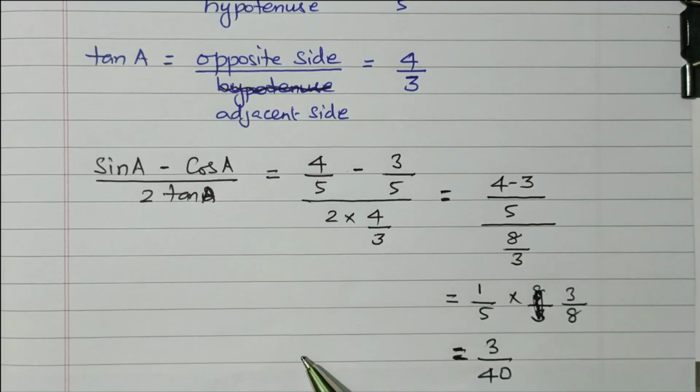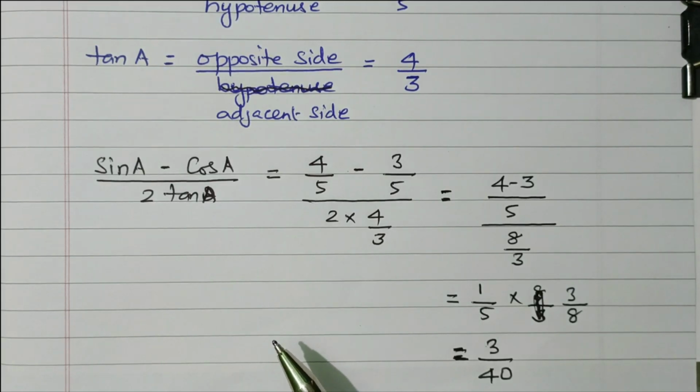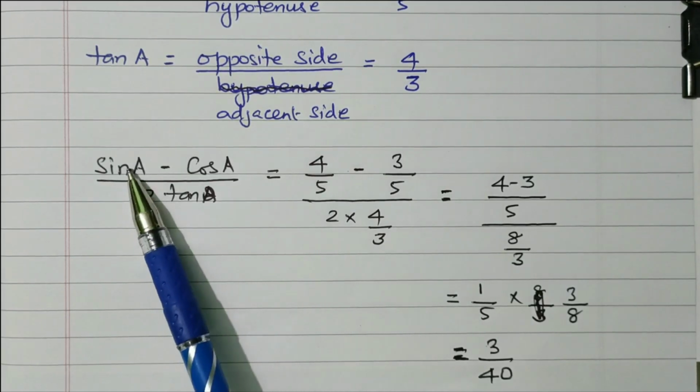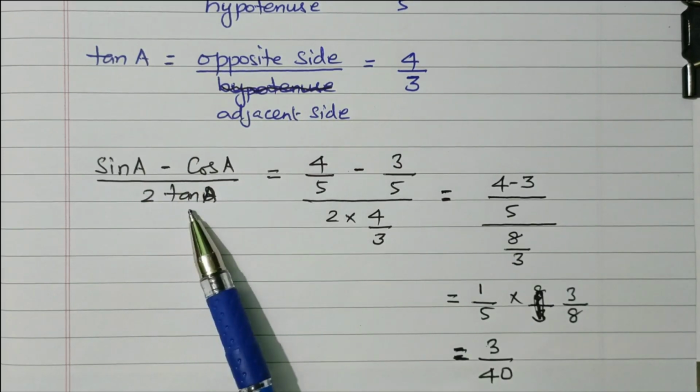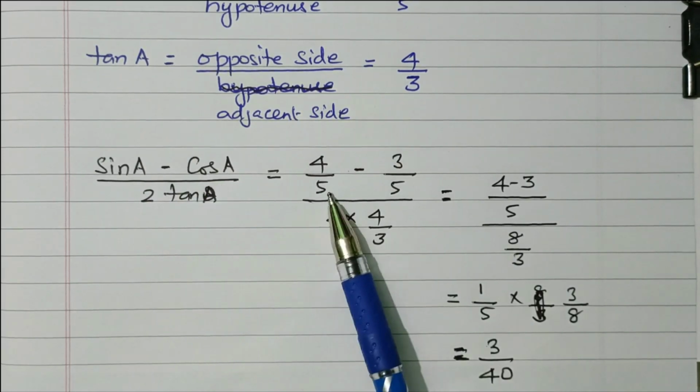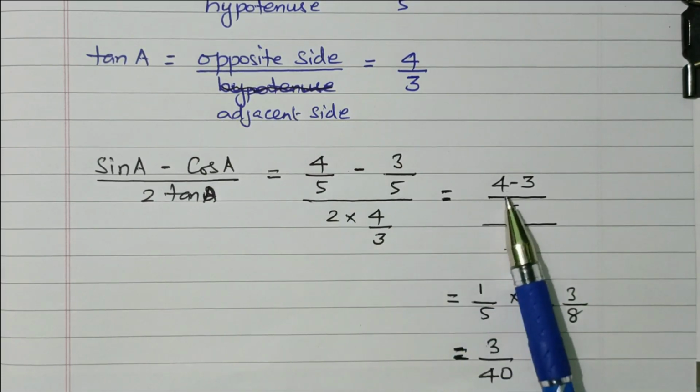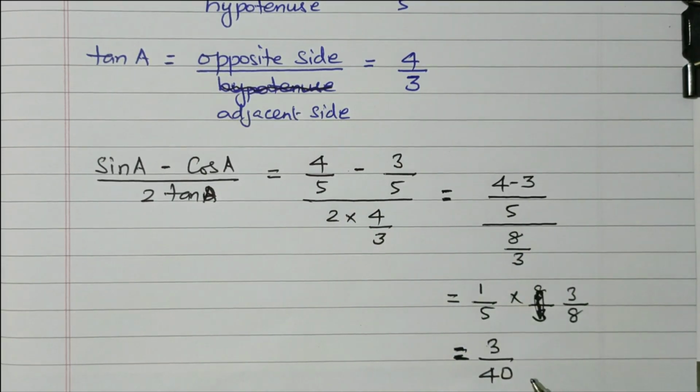So in this problem, the cos A value is given. That is nothing but adjacent side by hypotenuse. From that we constructed the triangle. We calculated the remaining value, opposite side, by using the Pythagoras theorem. After that, we calculated the value of sin A and tan A. Then we substituted all the values. Sin A and tan A, cos A already given. Then all the values are substituted. After simplification, we got 3 by 40.